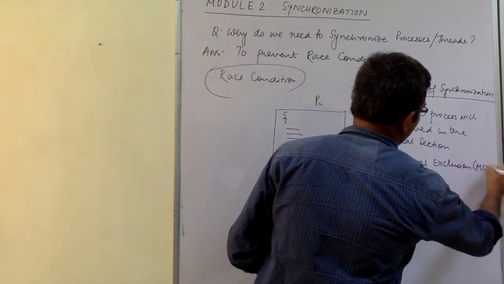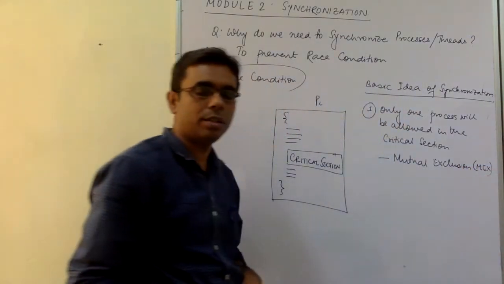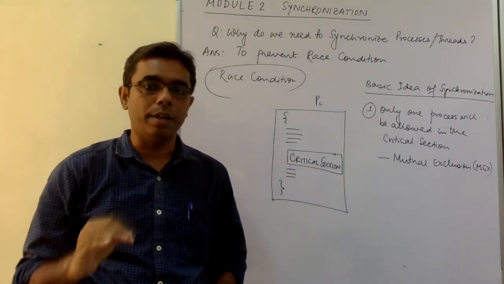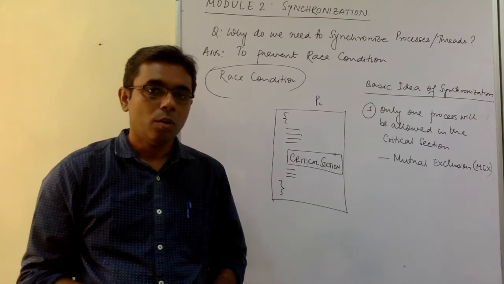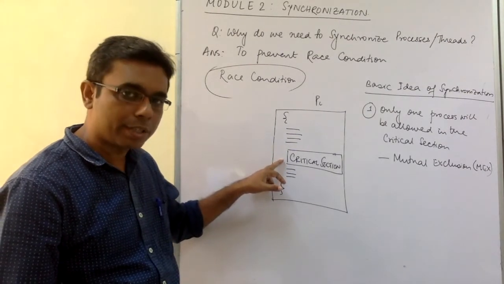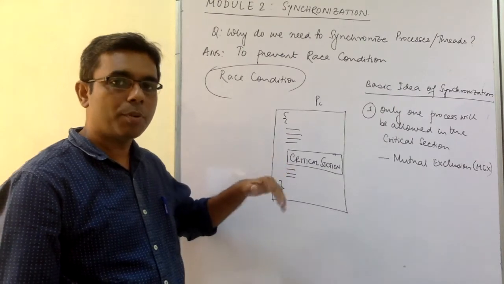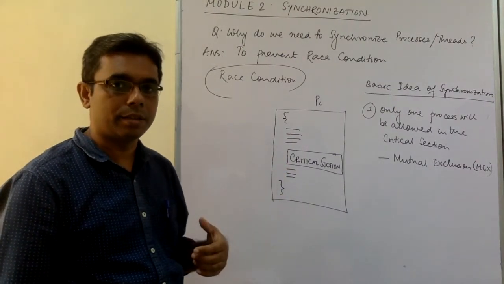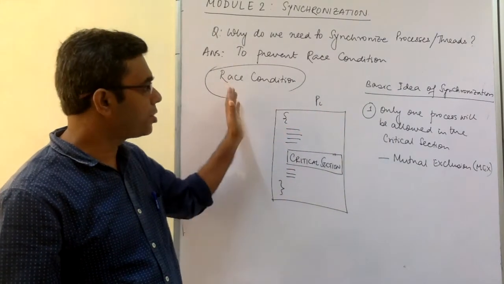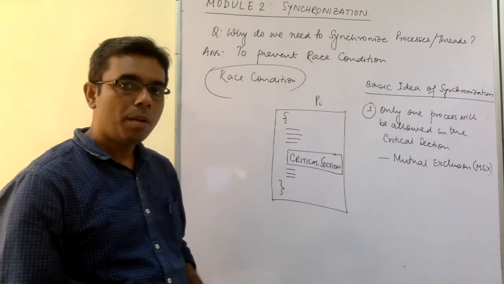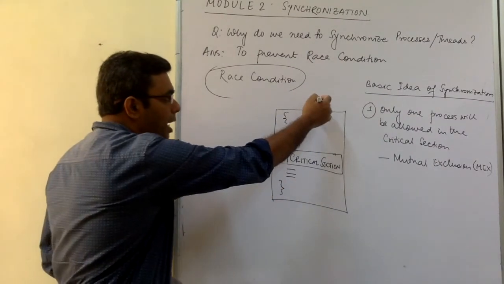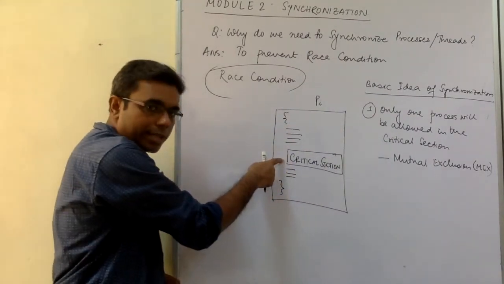We will call it in short MEX, the MEX condition, the mutual exclusion condition. Only one process will be allowed in the critical section at a time, which means that until that particular process has finished executing in the critical section, no other process will be allowed to enter critical section. That means even if there is a scheduling that happens and other process PJ gets a chance, but PJ would be executing, let's say this is the situation, and suppose PI is currently executing the critical section.